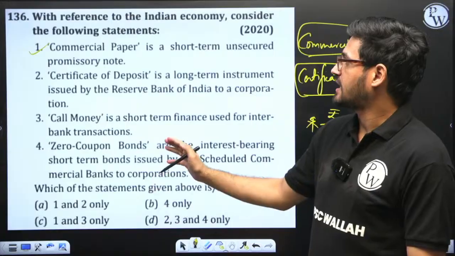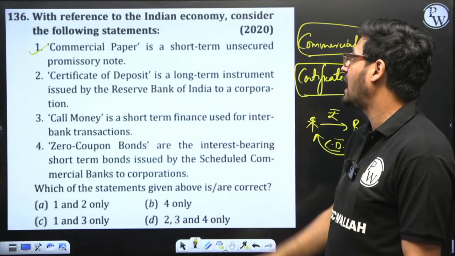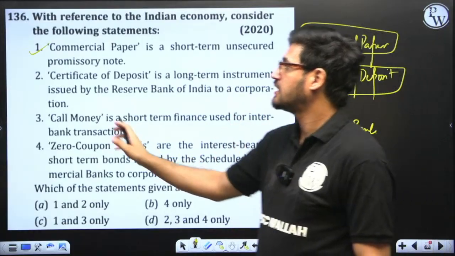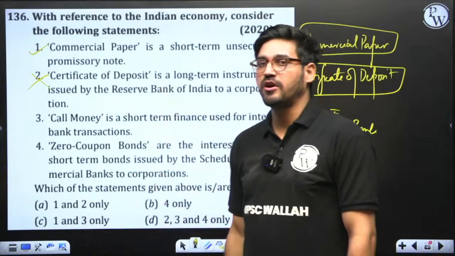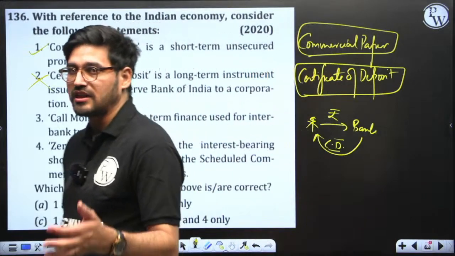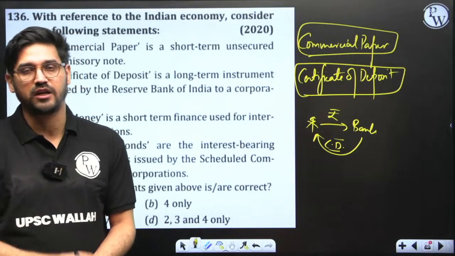Yes. Second one says certificate of deposit is a long-term instrument issued by the RBI to a corporation. This is a wrong statement. A certificate of deposit can be issued by banks, for example, the scheduled commercial banks. You put your money into the bank and it is going to issue a certificate called the certificate of deposit.